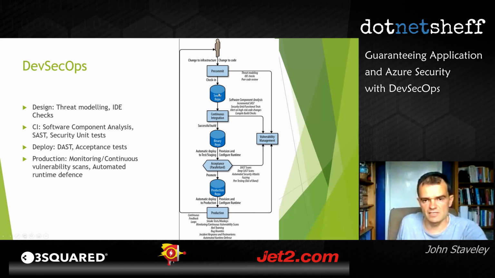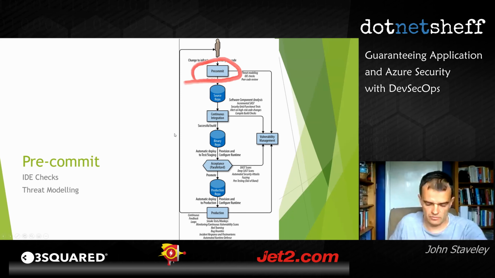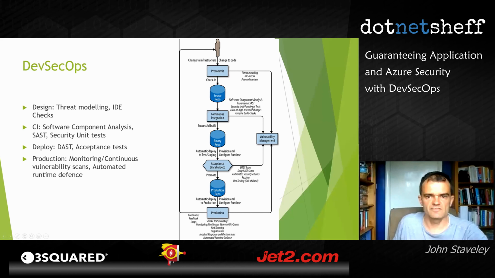Then he's committed it into source repo. And at that point, you can do software component analysis, static analysis, security and functional checks. And then you deploy it, and then do acceptance checks, and it goes to production, and you're getting feedback. So at each of these stages, you can do various security testing, which helps you get a security view of your application.